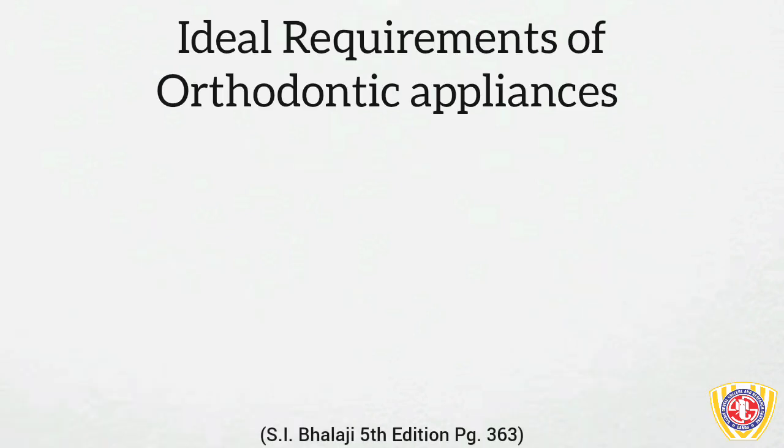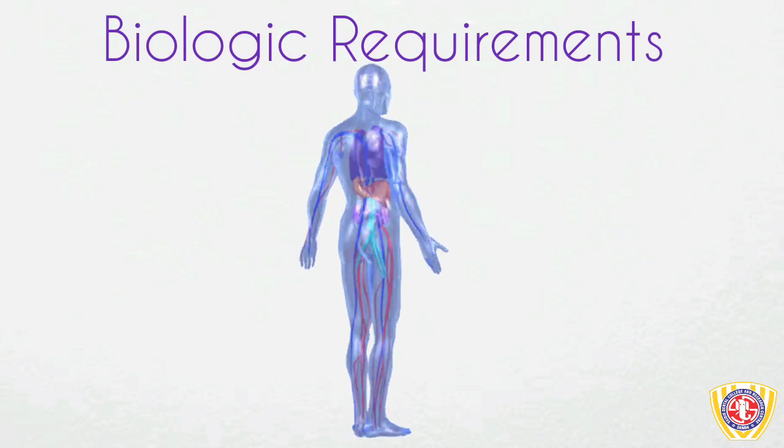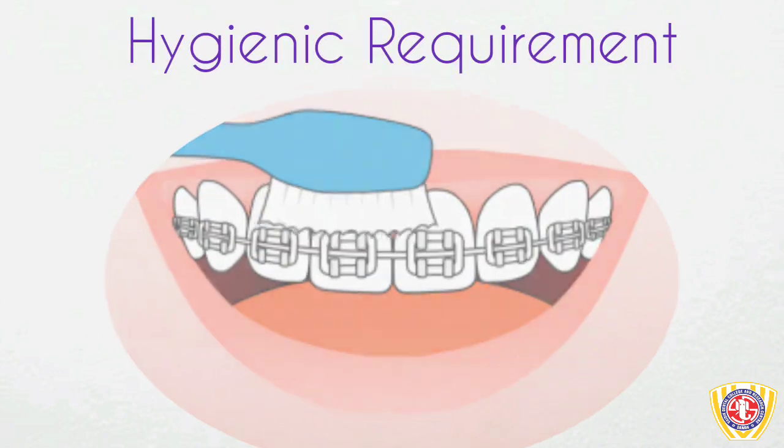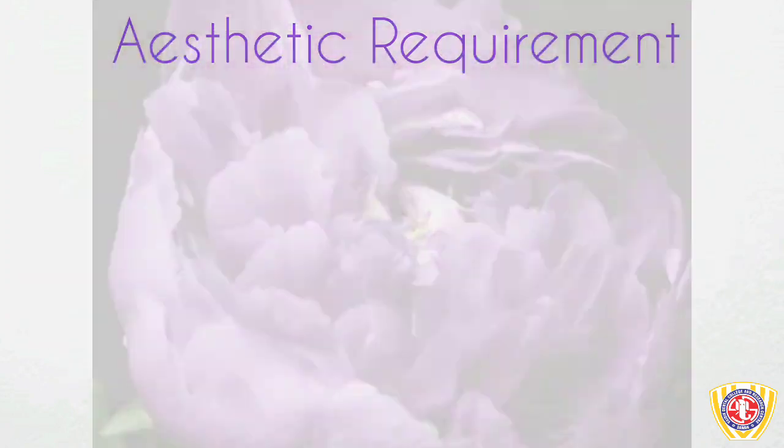Now, we will be discussing the ideal requirements of the orthodontic appliance, like how they should function within the oral cavity. There are generally 4 ideal requirements to fabricate an orthodontic appliance. They are biological requirement, mechanical requirement, hygienic requirement, and aesthetic requirement.